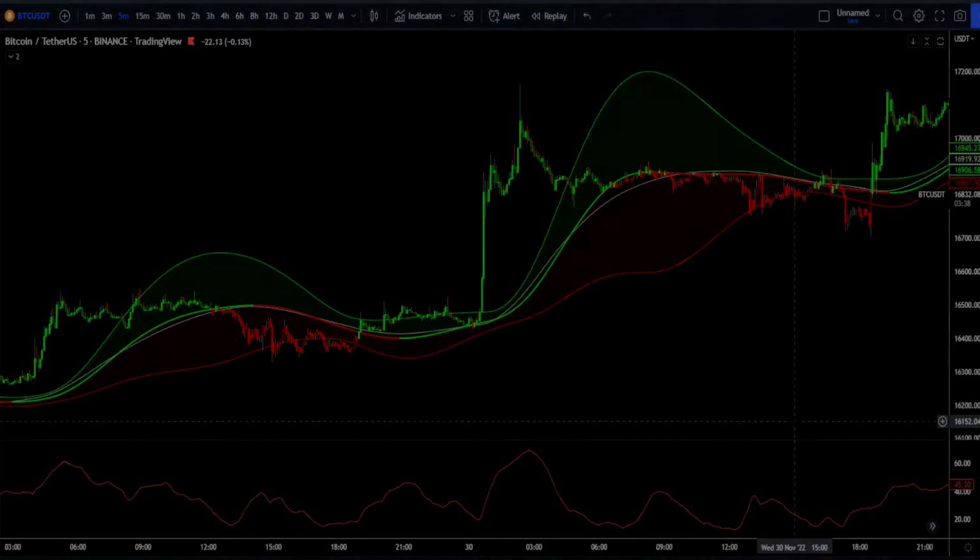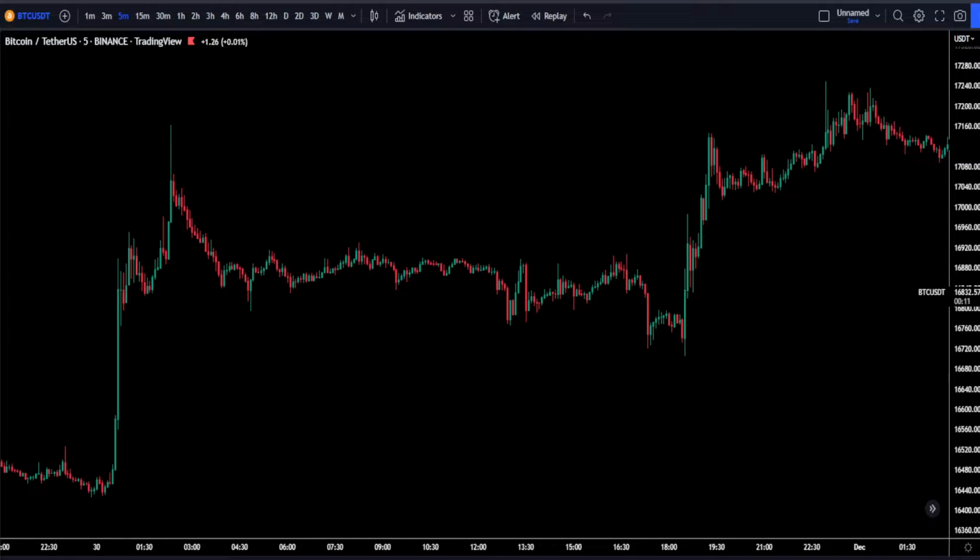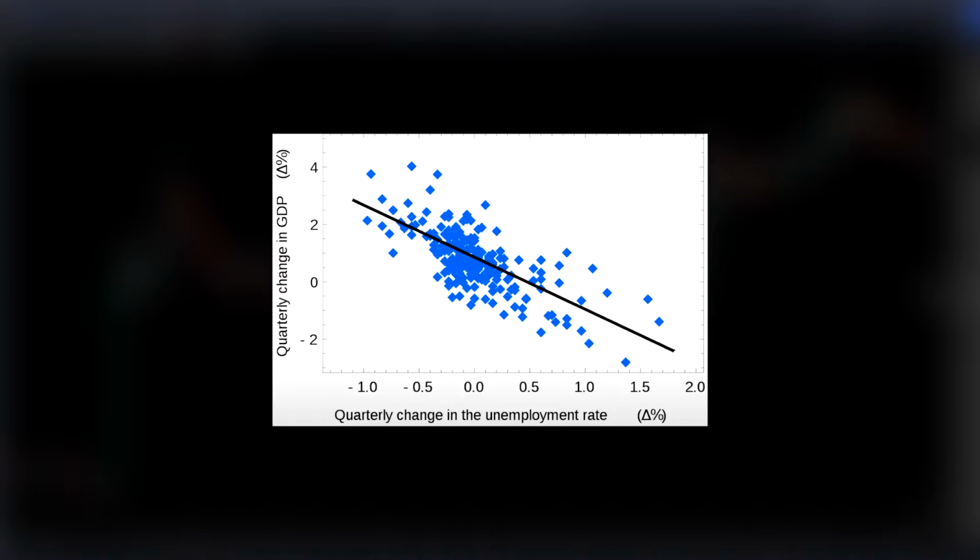Now, to start the video, we will first understand what a polynomial regression actually is. In some sense, it is the same as a linear regression. If you don't know what a linear regression is, don't worry, let me explain it to you.